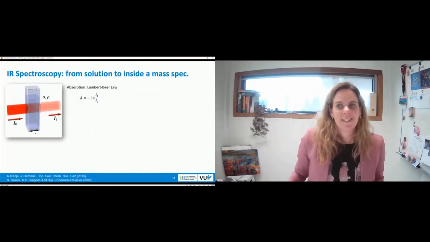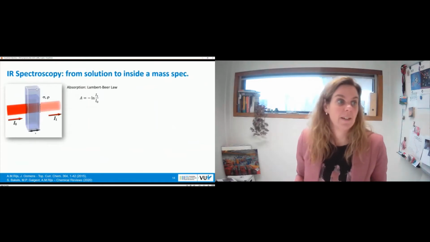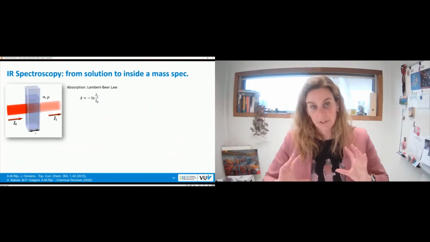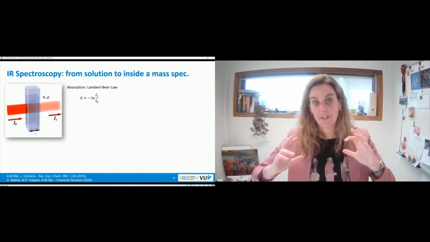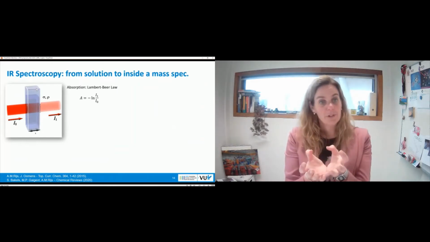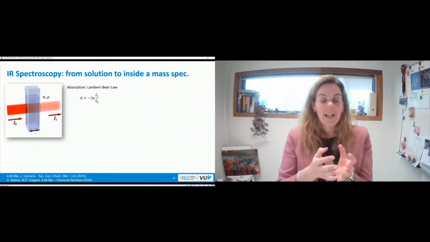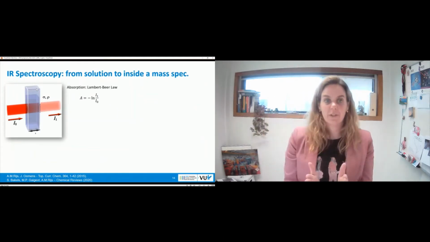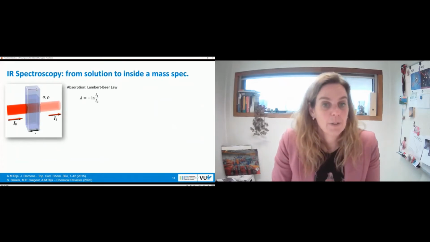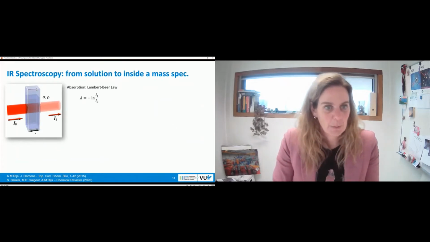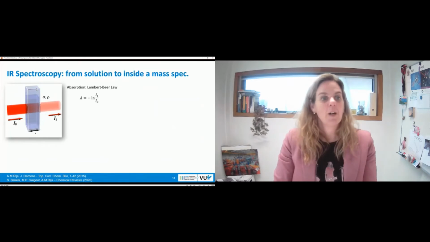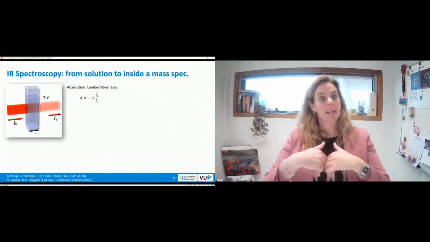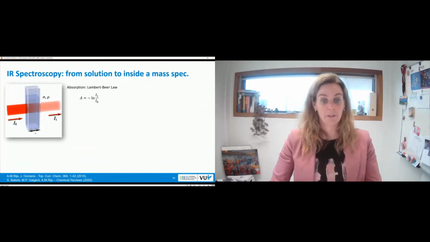Maybe you have recorded an infrared spectrum before, but most of what you have done is taking an infrared spectrum of your sample in solution in your cuvette. What you measure there, if you look at aggregation, is all the different processes together. You might remember that when we do absorption, we have the Lambert-Beer law. We measure the incoming beam and the outcoming beam, and if we take the ratio, we get a measure of how much is absorbed in our cuvette.